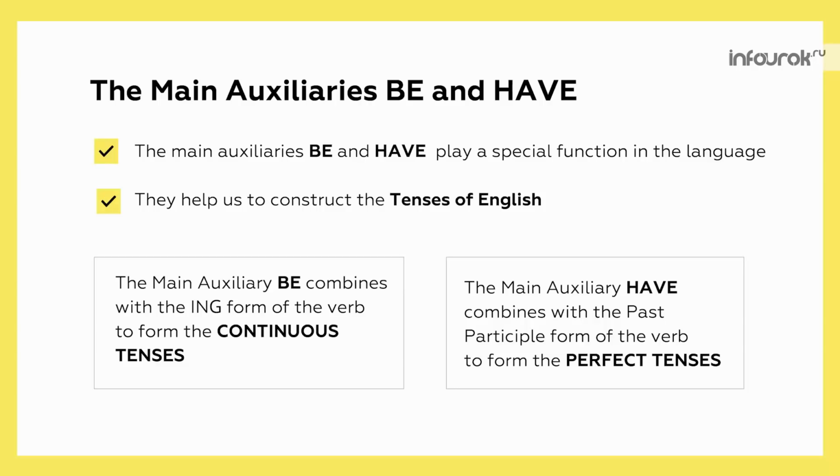They help us to create the present continuous, the past continuous, the present perfect, and the past perfect. For example, the main auxiliary be, the verb to be, combines with the present participle ing of the verb and gives us the continuous tenses. The main auxiliary have combines with the past participle of the verb to give us the perfect tenses. So that way, with two auxiliaries, we have four other tenses.